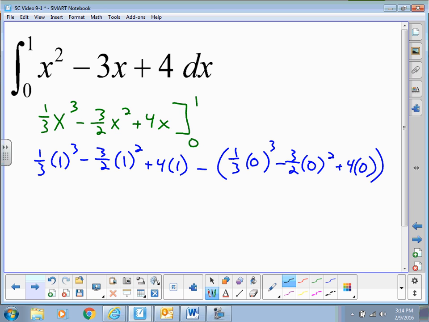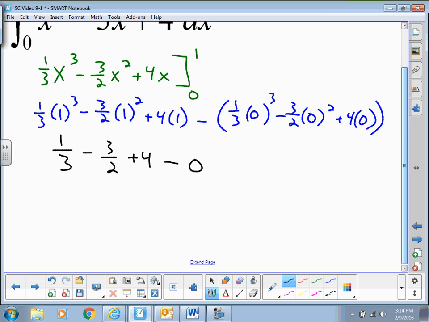Well, 1 to the third is 1, times a third is just a third. Similar idea, we'll get negative 3/2 plus 4, minus, all of that will just end up as 0. So our common denominator here would have to be 6. So we'll have 2/6 minus 9/6 plus 24/6. And that'll end up giving us 17/6.